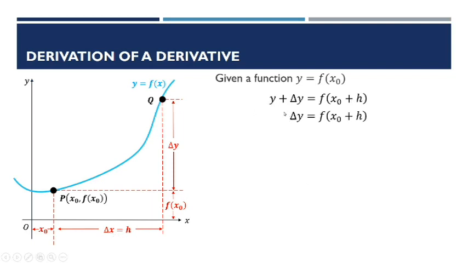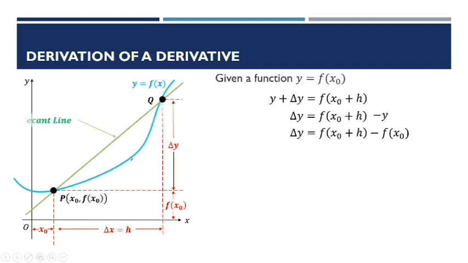And kapag tinranspose natin yung y sa kabila, okay, magiging minus y. So, delta y is equal to f of x sub 0 plus h, and yung y natin is equal to f of x sub 0. So, pwede natin i-substitute. Okay? And by the way, since we have 2 points, pwede tayo magkaroon ng second line. So, ang second line natin is PQ, given by the 2 points, P and Q.